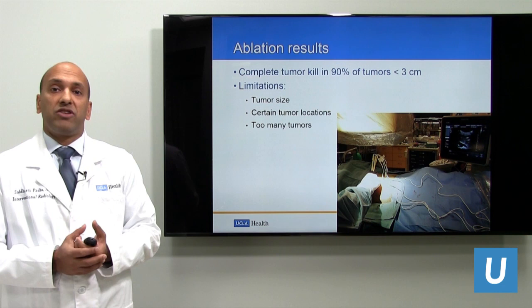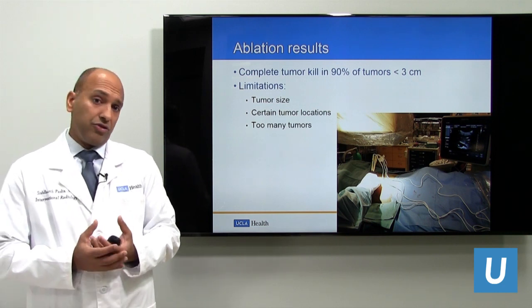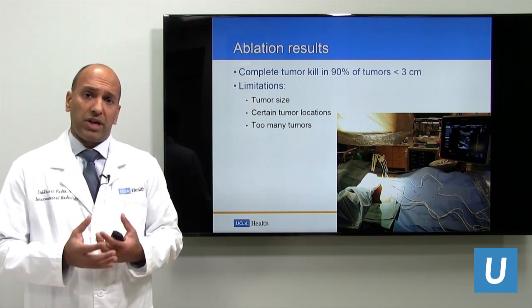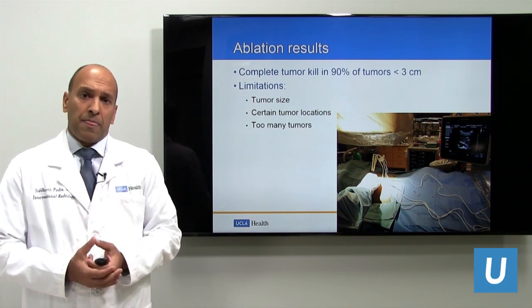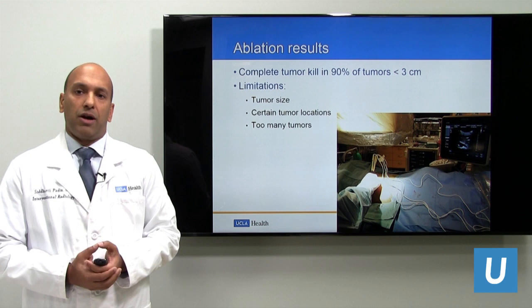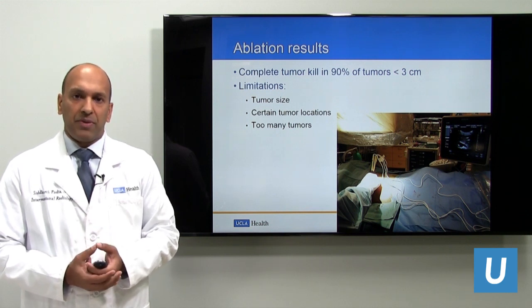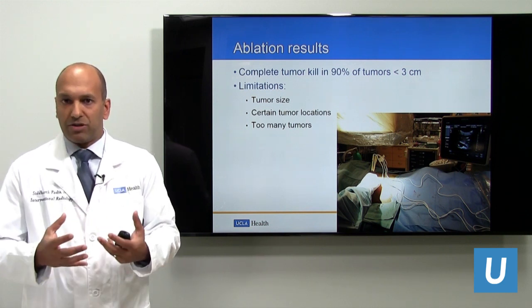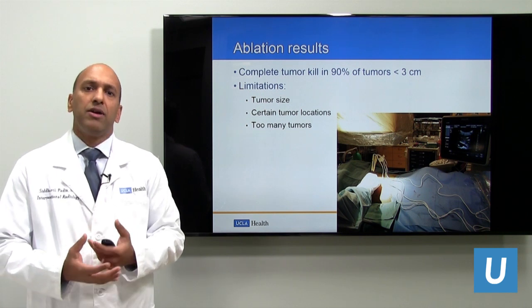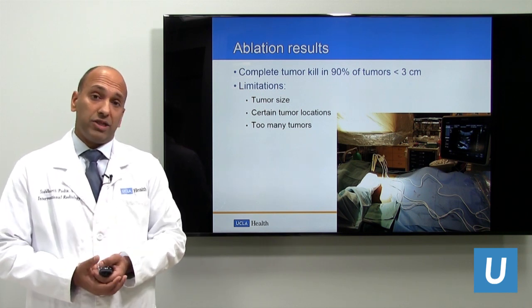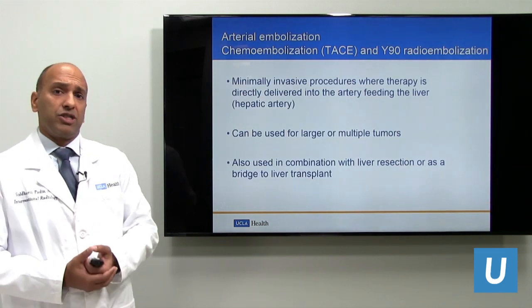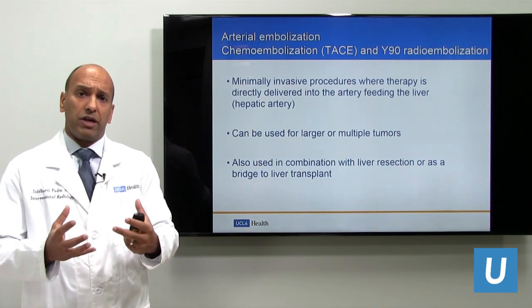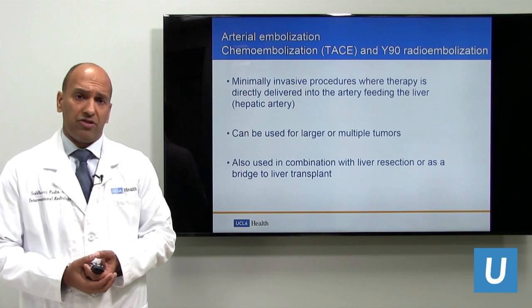Now, there are certain limitations to this technology. Number one is the tumor size. Once we start getting bigger than an inch or so, this technology does not seem to work as well. There are certain locations in the liver where thermal ablation may not be safe. And finally, in patients with multiple tumors, let's say you have 4 or 5, this becomes relatively unfeasible to do. And that's where it lends itself into other technologies which are kind of in a group called arterial embolization.